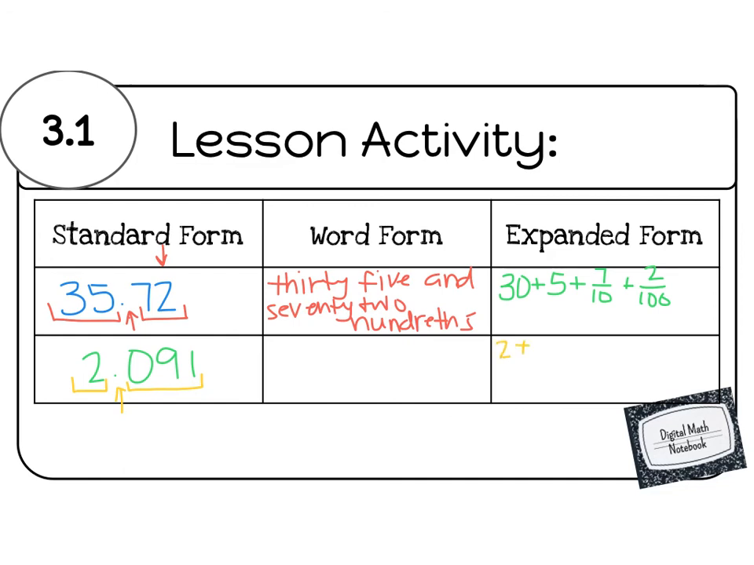Now, the same rule applies if we have a 0 in a decimal as if it has in a whole number. We don't say 0 tenths, we just skip it. So the 9 is in the hundredths place, so we would say 0.09 plus the 1 is in the thousandths place, so 0.0001. So your job is to finish this square in your digital math notebook.